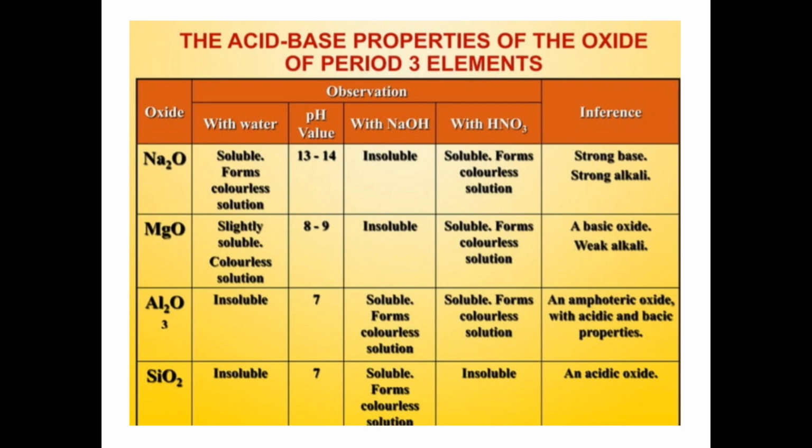The same thing with MgO, magnesium oxide: the pH is 8 to 9. That means it's slightly alkaline. The MgO is slightly soluble, and then of course with NaOH it is soluble. With HNO3 it is soluble and forms a colorless solution.